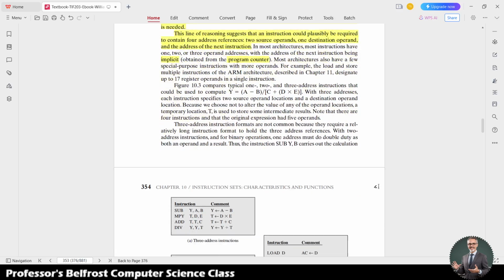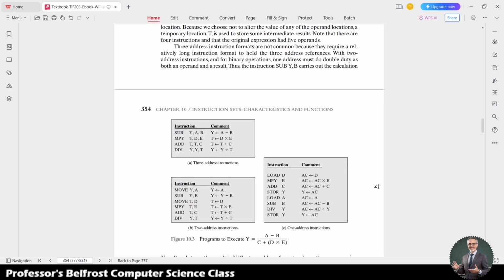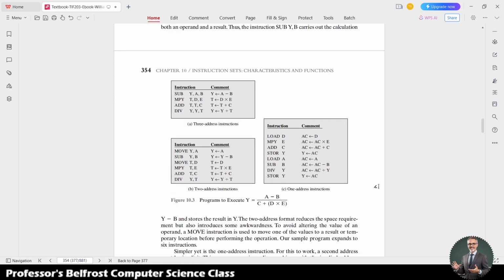And let's see if we have an example with this. This is the instruction: one address instruction, two address instruction, three address instruction, which is the most common one. This is how to execute Y equals this operation.